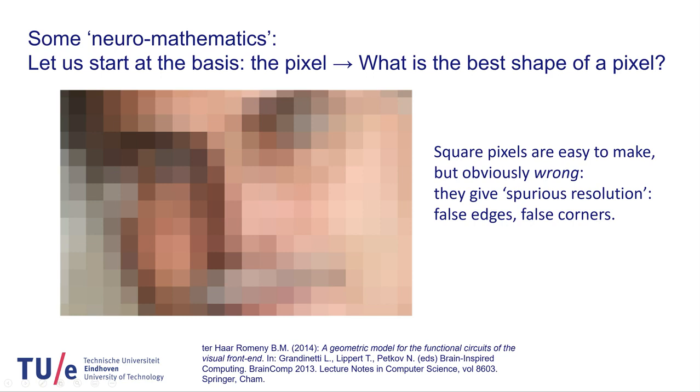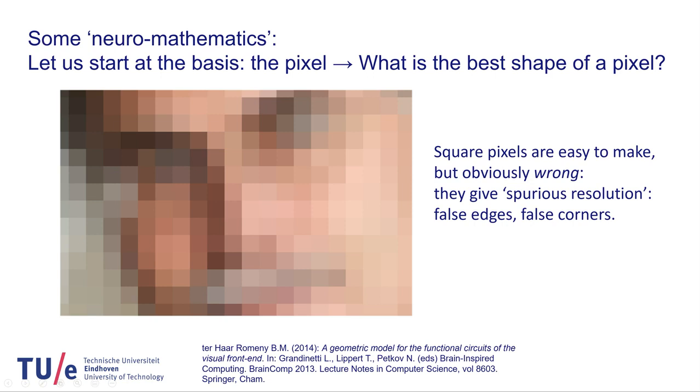If I look at pixels, and we see the pixels here, this is my own face, you see there's something terribly wrong with the pixels that we normally use. I don't have all these squares in my face, and I don't have all these edges. So square pixels, they're easy to make, but very wrong. They give what you call spurious resolution, false edges and false corners.